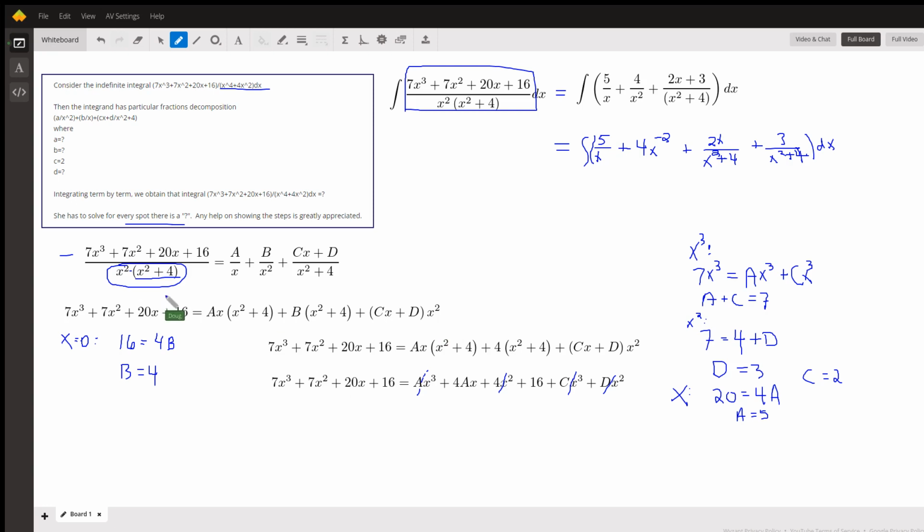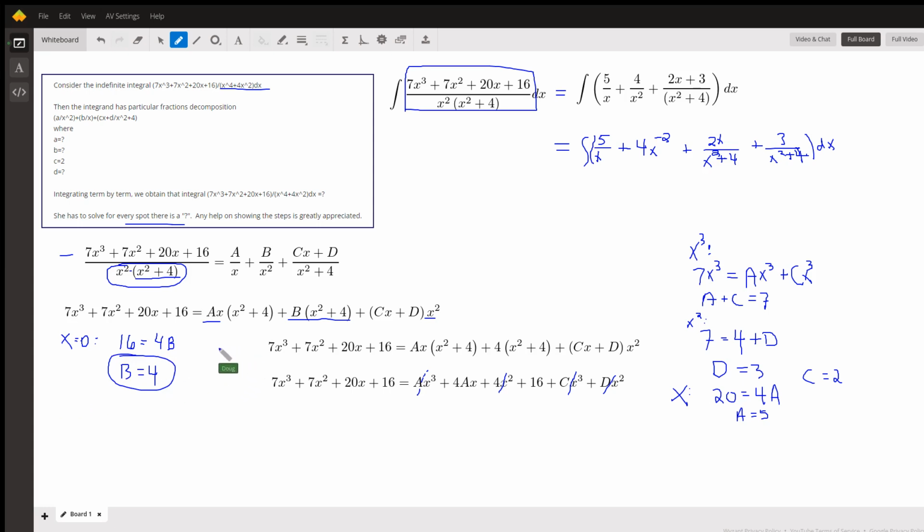Now, you can equate coefficients at this point by multiplying all this out. But sometimes there's a little trick you can do to make it a little bit easier. If you can find a value of x that turns all but one term to 0, you can substitute that value for x and see what happens. So I can see right here that if I put 0 in for x, this term will become 0, this term will become 0, but this one won't. So if I put 0 in for x, the left side becomes 16. The right side becomes 4B. Boom, I get B equals 4 quite easily.